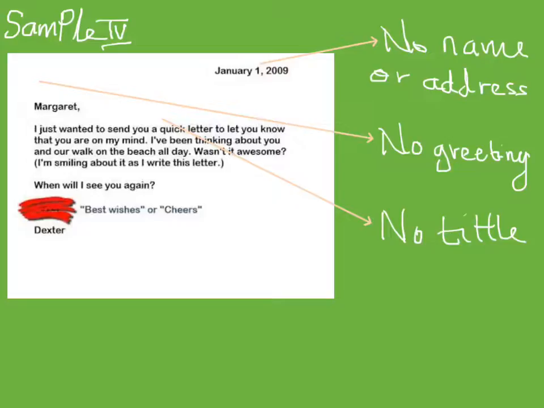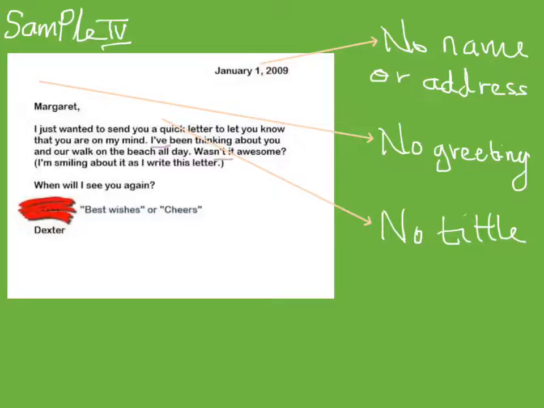It does not have a title. It does not have greetings. The person just writes the letter straight to the point. And he's using very jargonic words such as best wishes, I'm, see the abbreviation of I am, wasn't it, see the way he's using wasn't it, I've been thinking, look at the way he spells I have, the way he writes wasn't it.